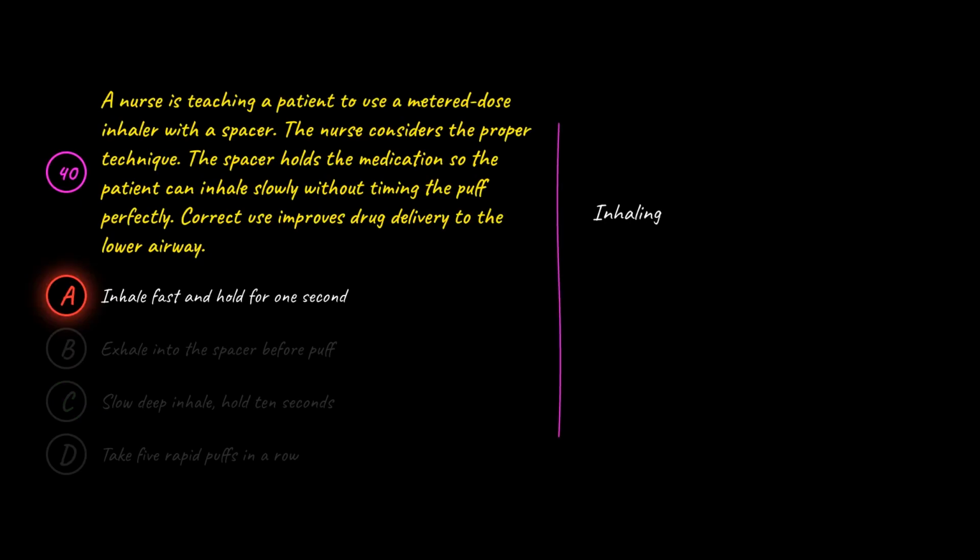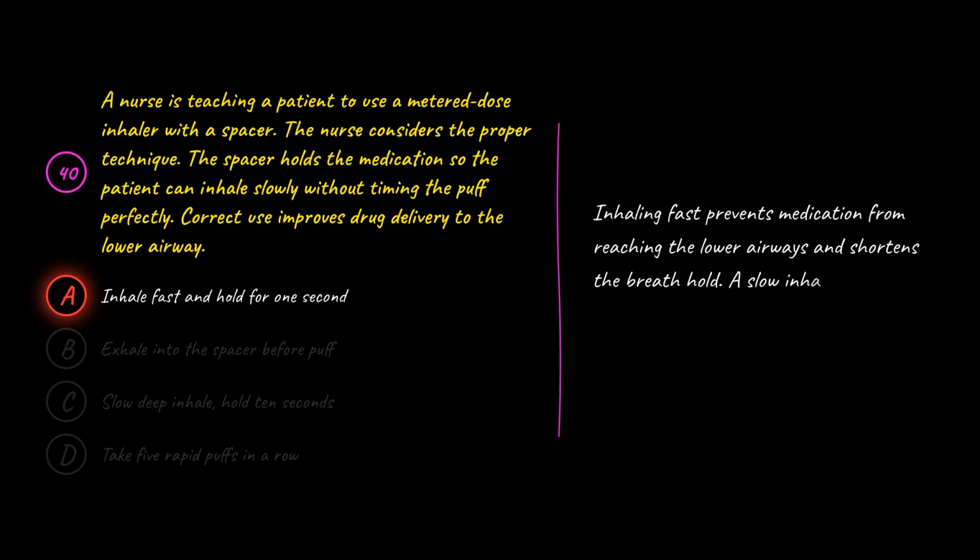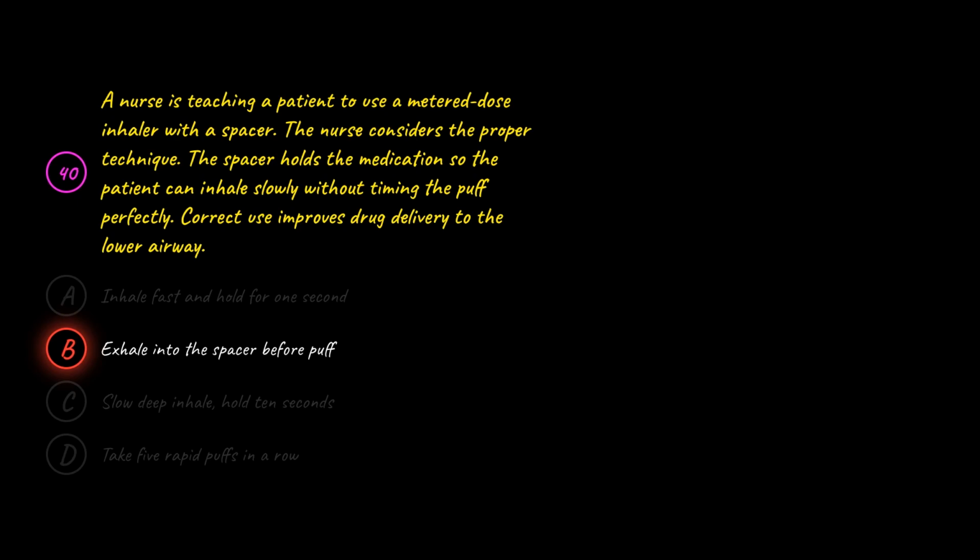A is wrong because inhaling fast prevents medication from reaching the lower airways and shortens the breath hold. A slow inhale gives time for particles to travel deeper, and a longer breath hold allows them to settle properly. B is wrong because exhaling into the spacer pushes the medication out of the chamber.